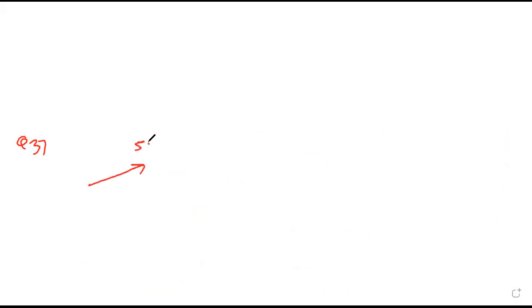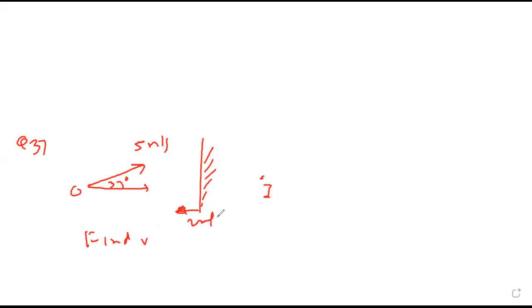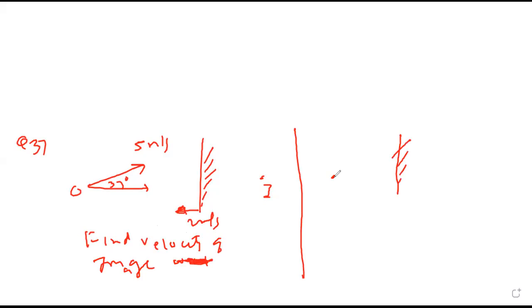This is 5 meter per second, making angle 37 with the horizontal. We want to find the image velocity of this object. Here the mirror is also moving with 2 meter per second. So find the velocity of the image. This is the mirror. For the object's velocity we will find perpendicular and parallel components.